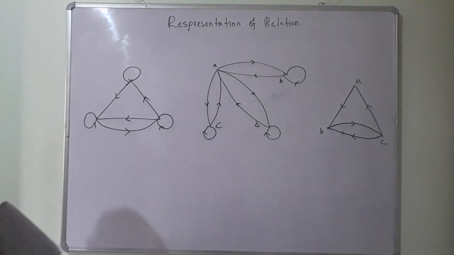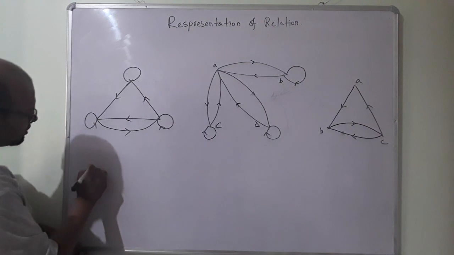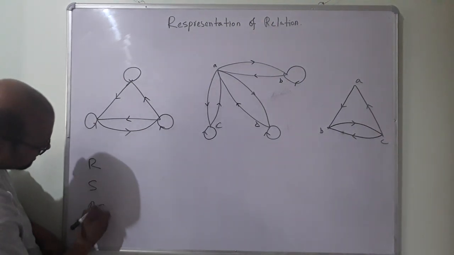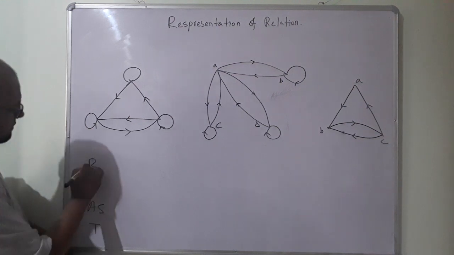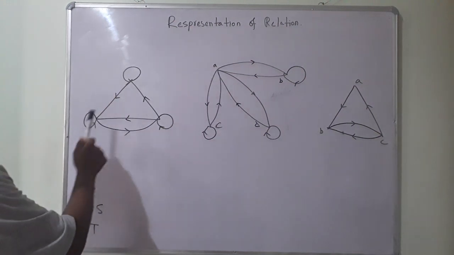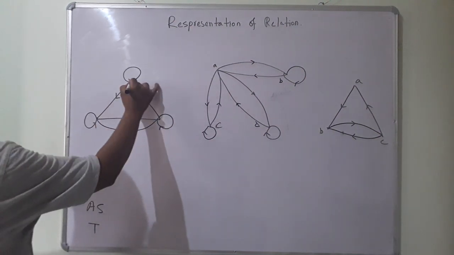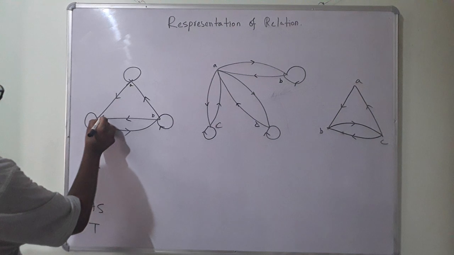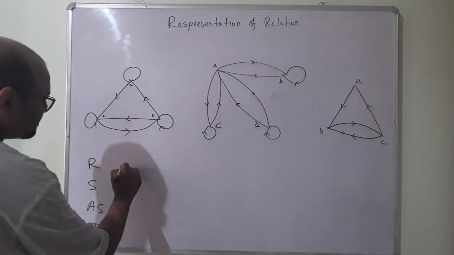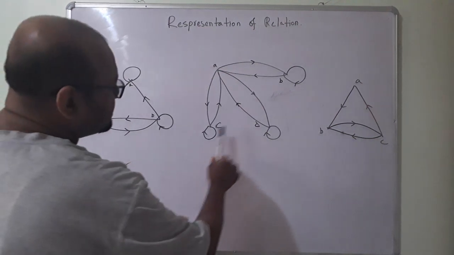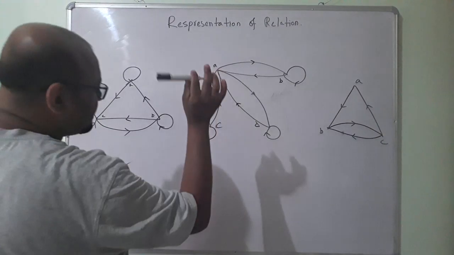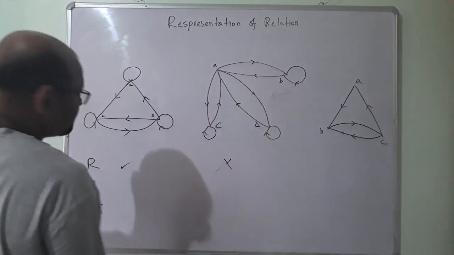So each of them, are they reflexive, symmetric, antisymmetric, and transitive? So is this reflexive? All these AA, BB, CC, let us call this ABC, all of them are here. So this is reflexive. What about this? This BB, DD, CC are here, but AA is not in the relation. So this is not reflexive.